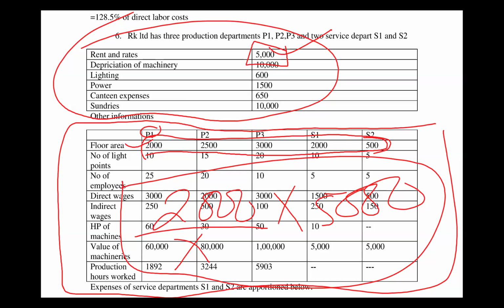Similarly, when you want to do for department P2, you just say 2,500 in this case, divided by the total, X for the total, multiplied by the amount that you are apportioning, 5,000. It will give you specifically how much should go to P2. Do the same for P3. You use 3,000 divided by the total of the total area space times the amount that you are allocating. So it is just that easy.